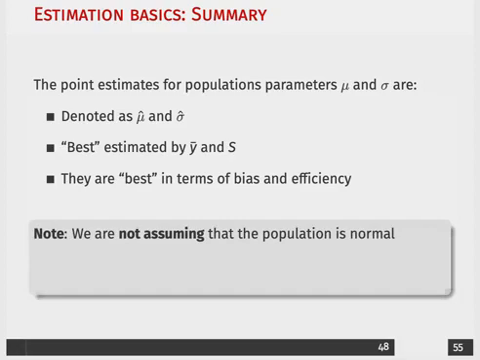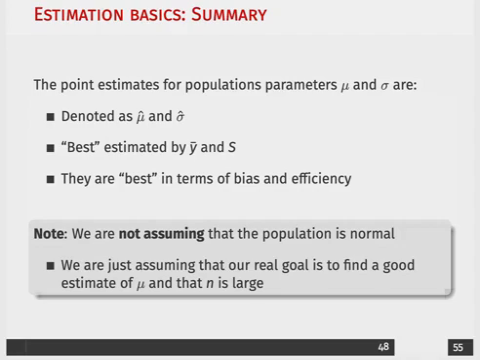Now, a key thing is that we are not assuming that the population is normal, right? All we're doing is assuming that our estimate of mu, so our sample mean, is a sufficient guess at what the true population mean is as we increase not only the number of observations, but the number of samples.